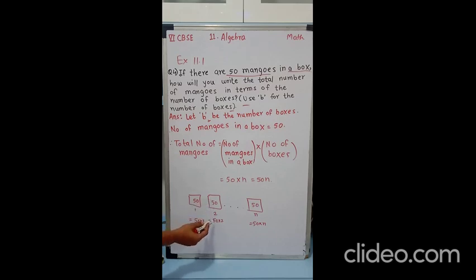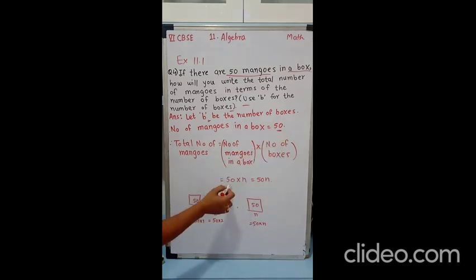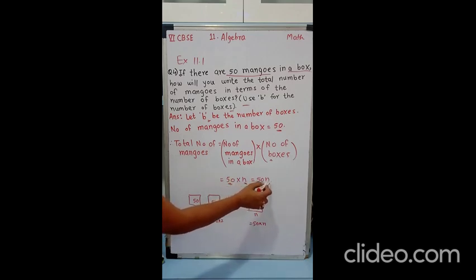In the second box there are again 50 mangoes. So 50 into 1, there are 50 mangoes in the first box. 50 into 2, 100 mangoes in the second box. And 50 into n, therefore 50 into n mangoes in n boxes. So total number of mangoes equals number of mangoes in a box into number of boxes. How many mangoes in one box? 50. And how many boxes are there? B. So it is equal to what? 50 into B is the correct answer.